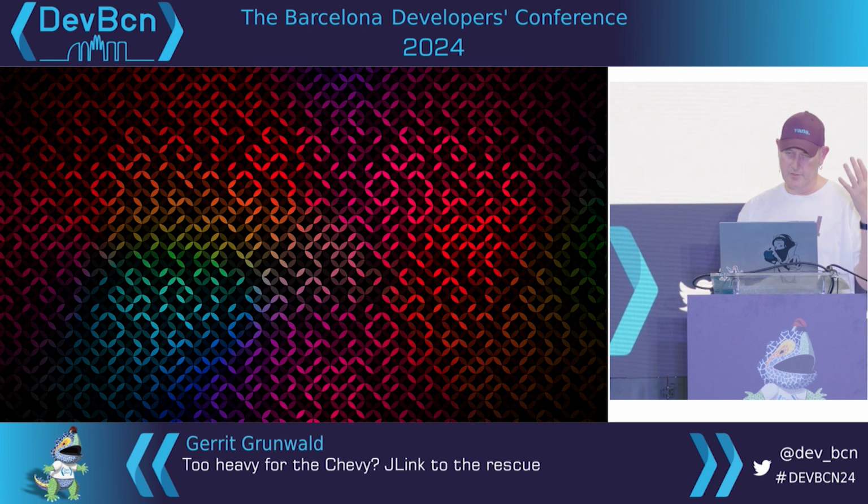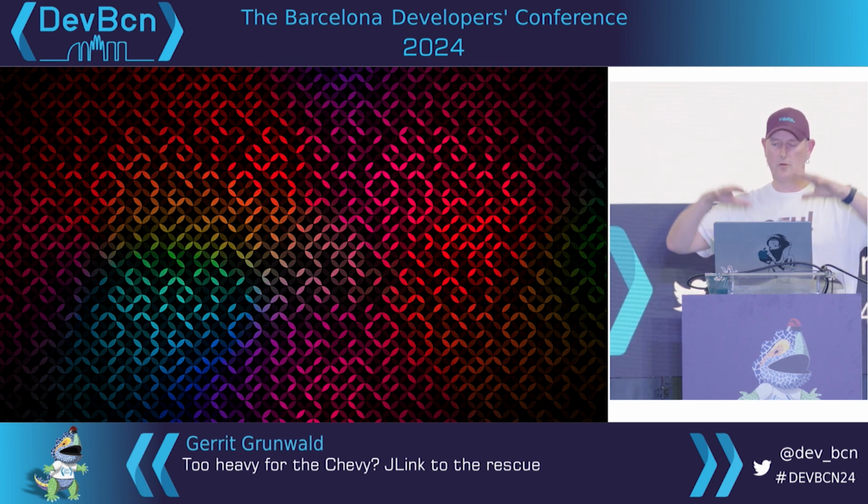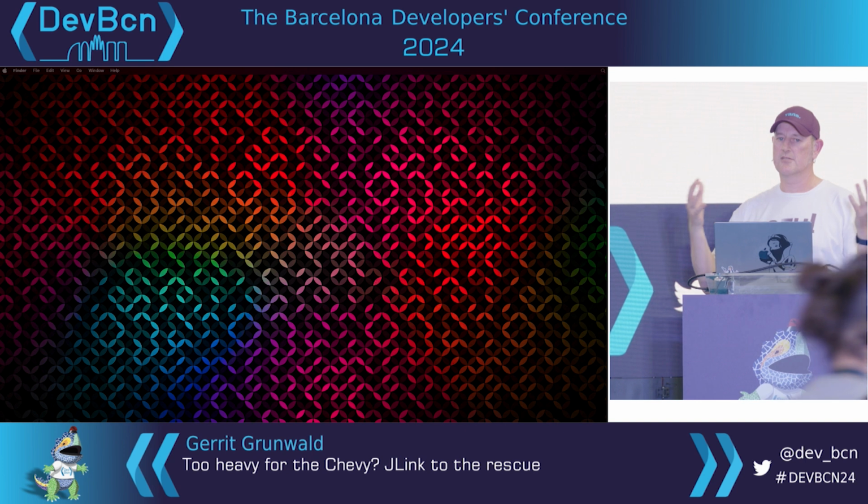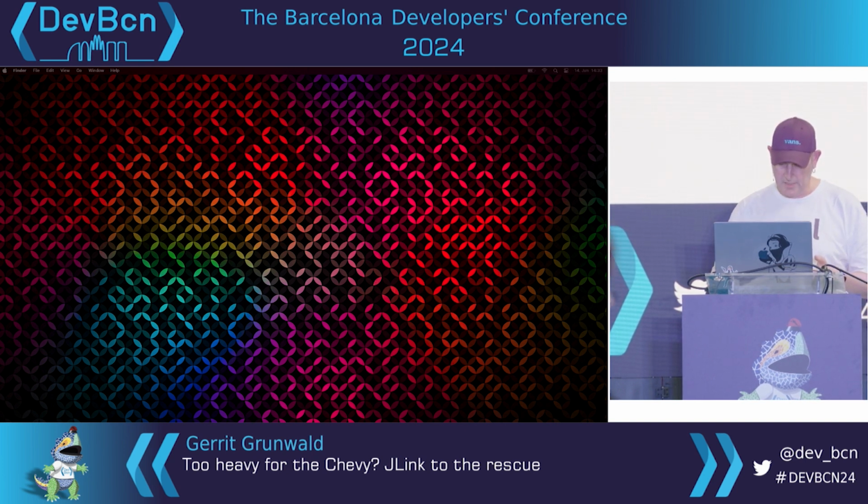Okay, so hopefully my system will come back. So that means you deploy a JDK in your container, you blow up the container just because you add the JDK with its 69 modules.